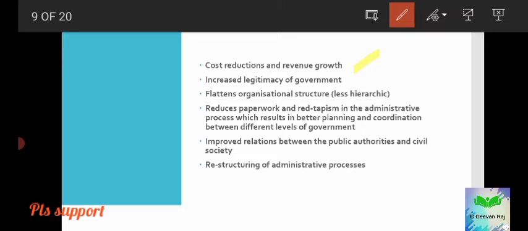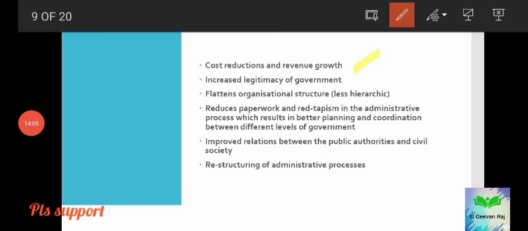Reduces paperwork and red tapeism in the administrative process, which results in better planning and coordination between different levels of government. So, by adopting e-governance, we will be able to reduce the paperwork. Earlier, most of our documents were made of paper, but through e-governance, we will be able to digitize all these documents, and we will be able to make the process paperless, and we will be able to store all this data in a digital medium.